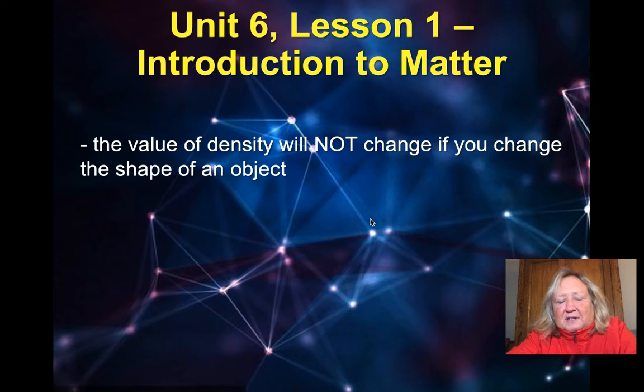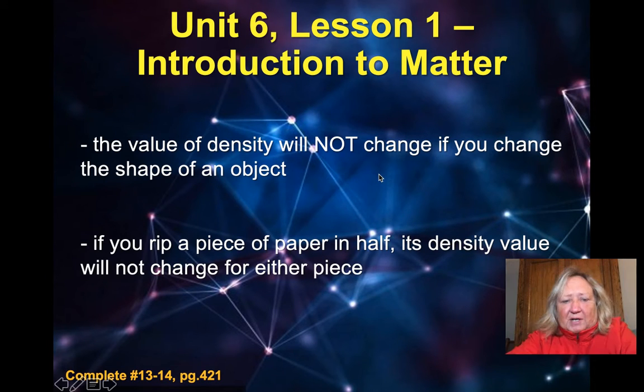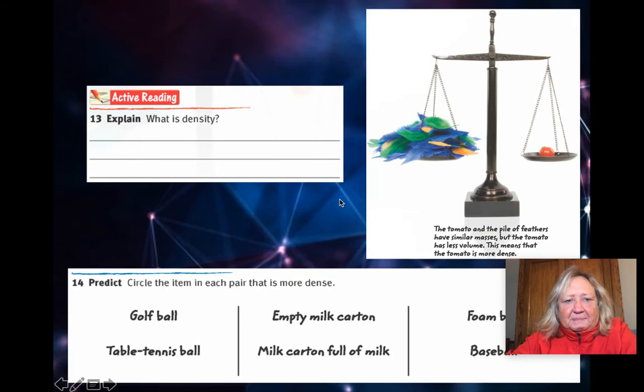The amount of density that you have will not change regardless of the shape of the object. So for instance, if you have a piece of paper, like hopefully you got out to jot some notes down with, if you rip that in half, the density is still the same. The mass would go down and the volume would go down, but the density would be the same.